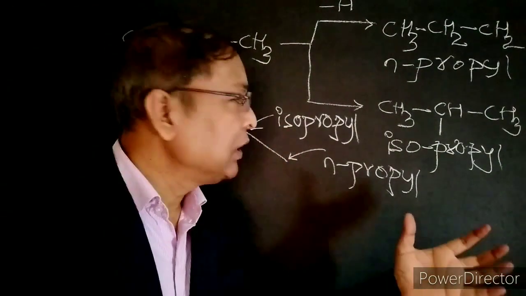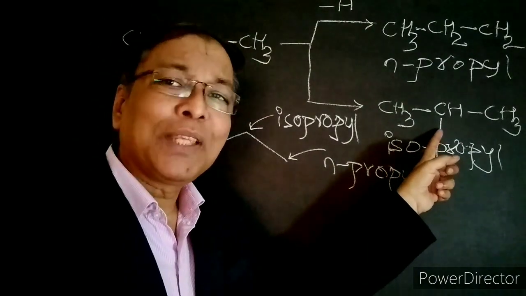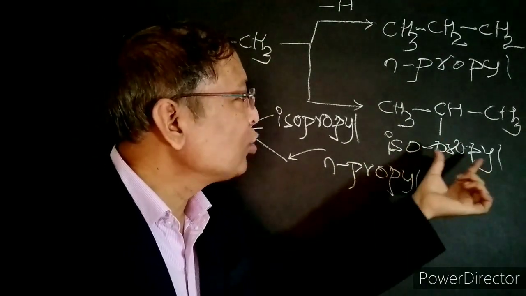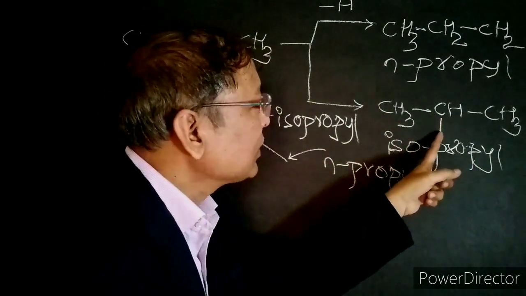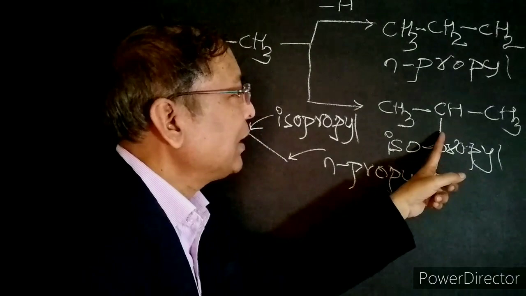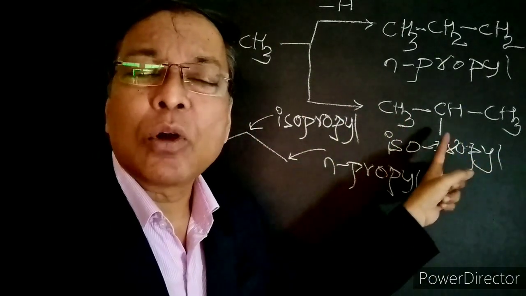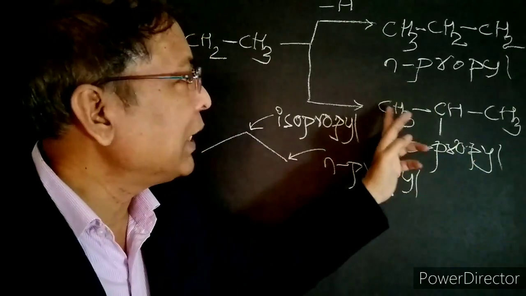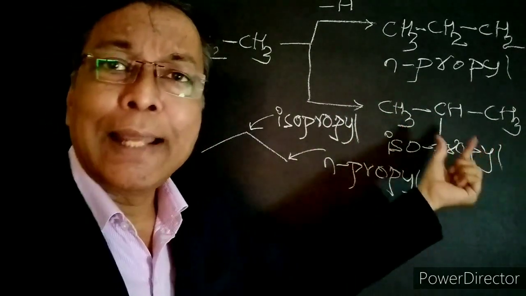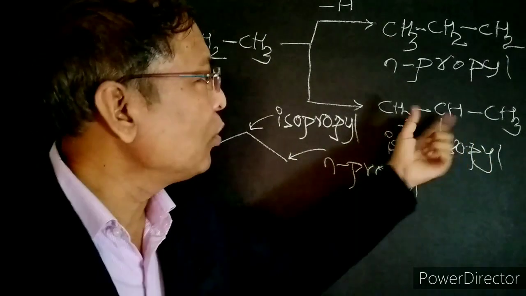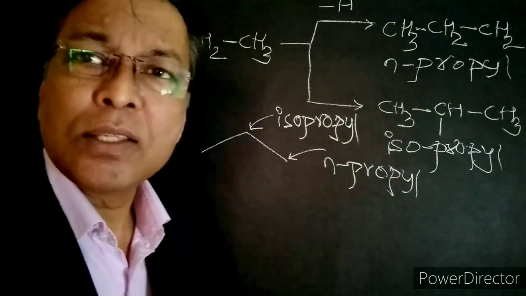One more point I will explain here. When the hydrogen atom is removed from the second carbon atom, why do we call it isopropyl? Because iso means same. When we have a substituent on the middle carbon atom, the left side and right side groups are the same. Therefore, it is called iso. When the left side and right side groups are the same, methyl groups are present. Therefore, that is called iso. Iso means same groups present on the left side and right side.